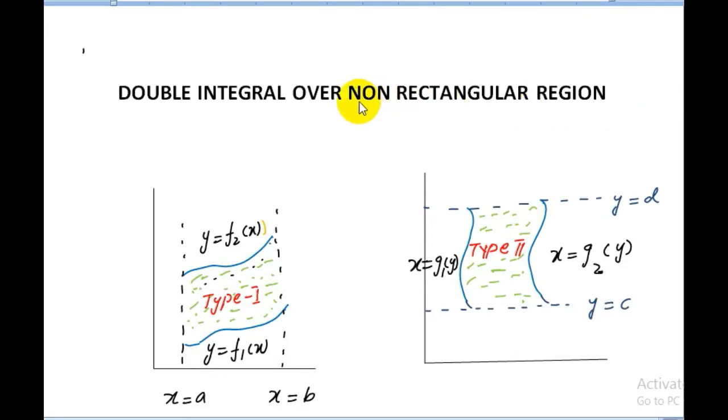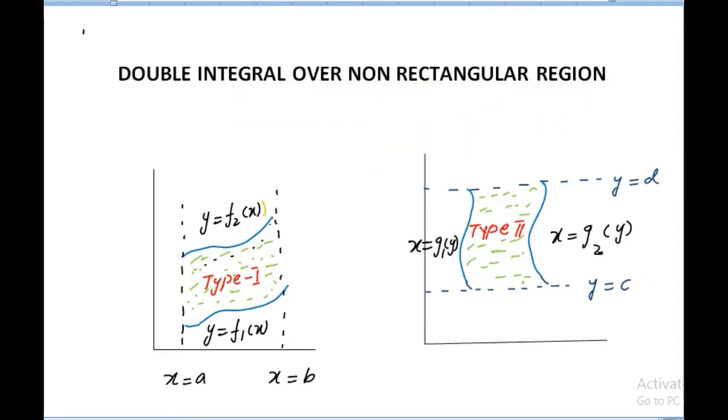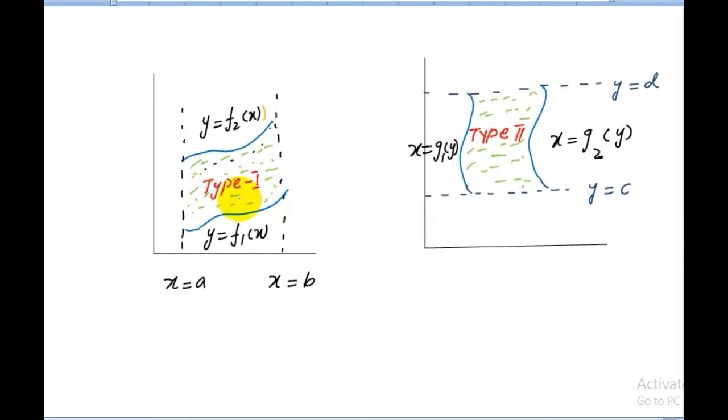Welcome students. Our today's topic is double integral over non-rectangular region. In previous lecture we discussed double integral over a rectangular region. Non-rectangular region can be of two types, type 1 region and type 2 region.